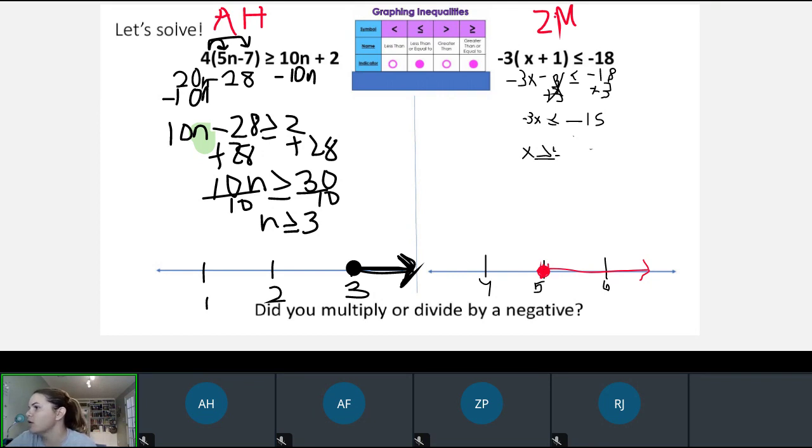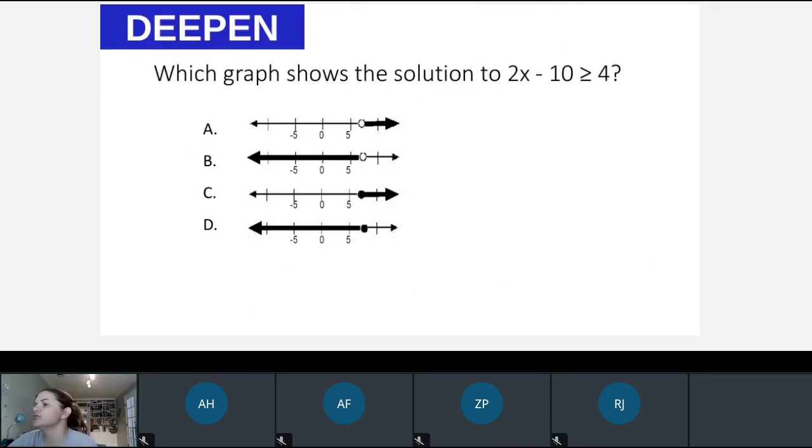All right. So I want to do a deepen problem, like one that requires a little more steps. So this might be a question you would see on the STAR test. And it says, which graph shows the solution to 2x minus 10 is greater than or equal to 4? So this is two parts. First, we have to go ahead and solve, right? We need to know the solution. So we have to solve it ourselves and then pick the right graph.